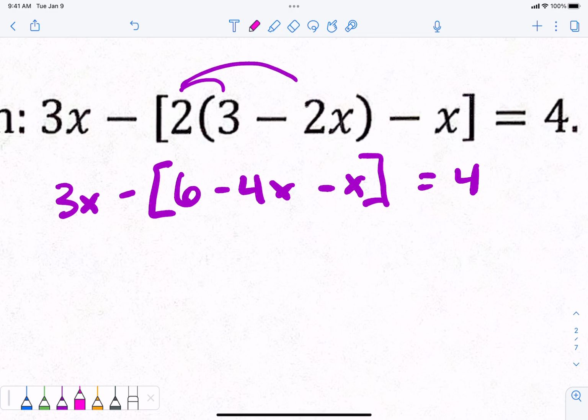Can we just get rid of the brackets? You can if you want to, but you have to distribute first. I'm going to put these two together. So I'm going to distribute that minus 5x instead. Ooh, that hurt. Then what? Distribute.